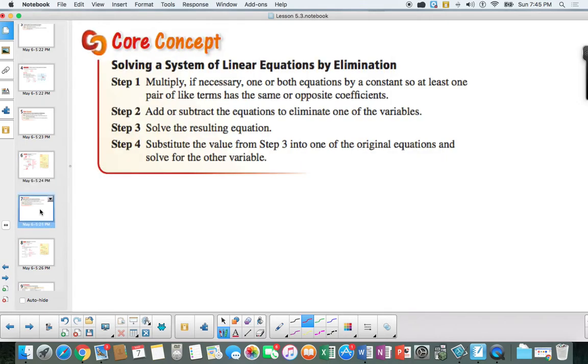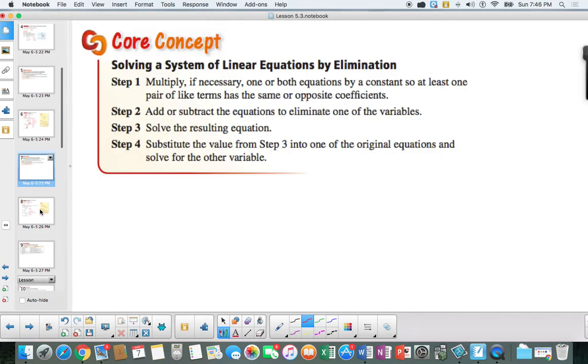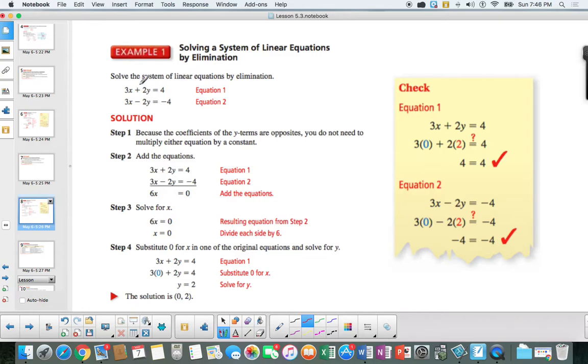Our last method is called solving a system by elimination. When we have two equations right here and we line up the x's and the y's and the constants, what we can do is notice that these coefficients of the y terms are opposites. And when that happens, we can go ahead and add them. Adding them means that the y is going to be eliminated, and now we have an equation of only x's. Once we get this x, we substitute it like we did in the previous example, and we get our y.